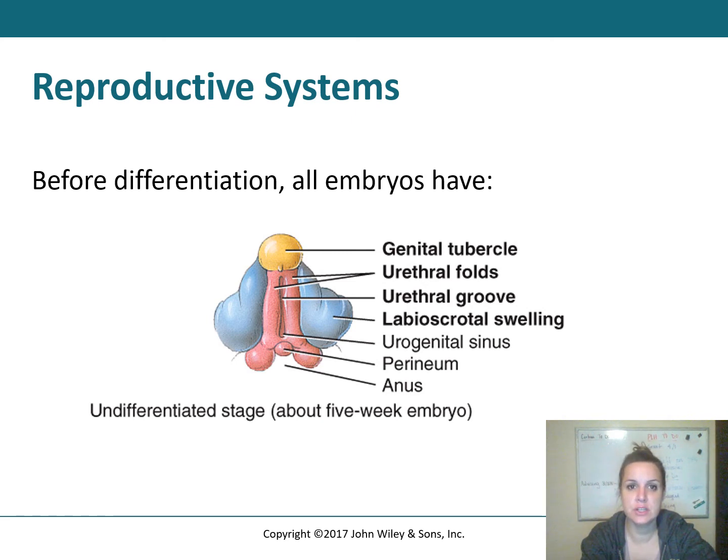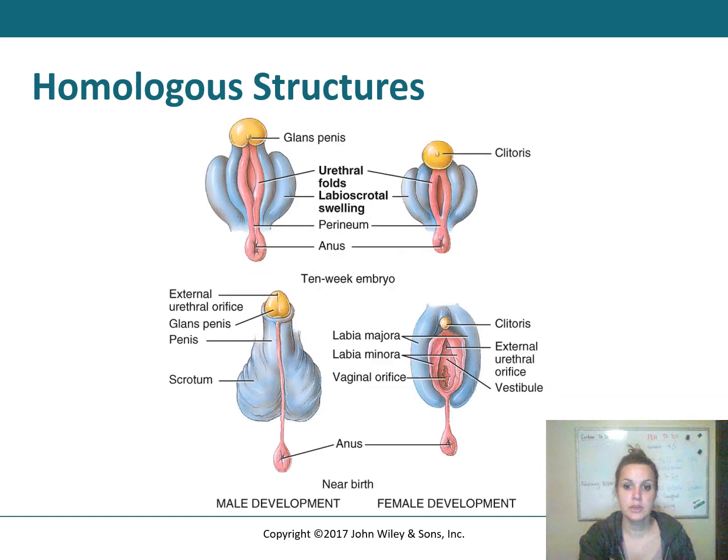Well, before differentiation at 5 weeks, all embryos have the urethral, also called urogenital, folds, urethral groove, genital tubercle, and labial scrotal swelling. And then we start to see differentiation after 5 weeks. What you see is that those structures start to differentiate. And this is pretty interesting.